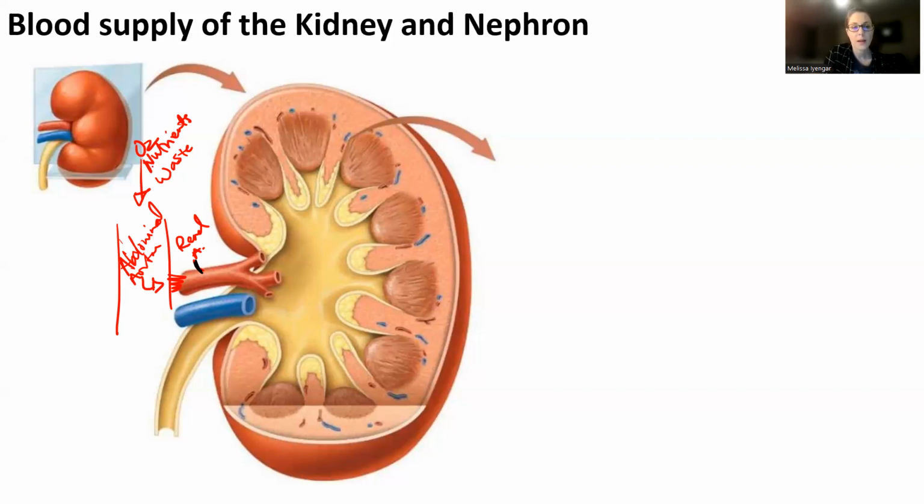So that nutrient and waste-filled blood goes from the abdominal aorta into the renal artery, which is actually going to be the deeper blood vessel. So you should see the renal vein on top of the renal artery. And then as soon as the renal artery comes into the hilum area, right where the renal pelvis is, it's going to branch. So you see how we have 1, 2, like 3 branches. So those branches are going to be the segmental arteries. And I'm just going to draw what happens to one segmental artery.